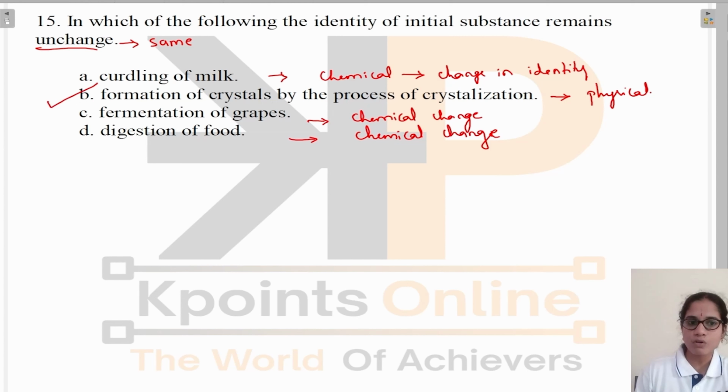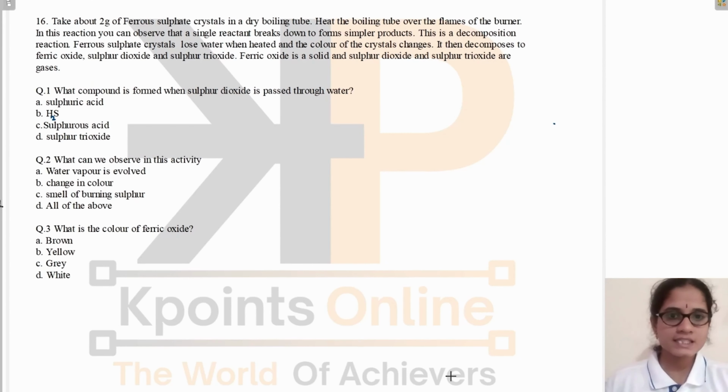So in this process, the formation of crystals from the process of crystallization, there is no change in the identity of a substance. Simply there is a formation of crystals. Okay. There is change in the geometric shape there. There is no change in the identity. So the correct option will be B. Okay. Now let us see the next question, that is case study question.